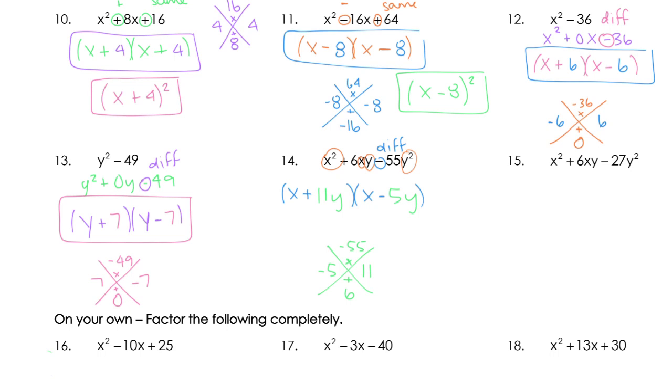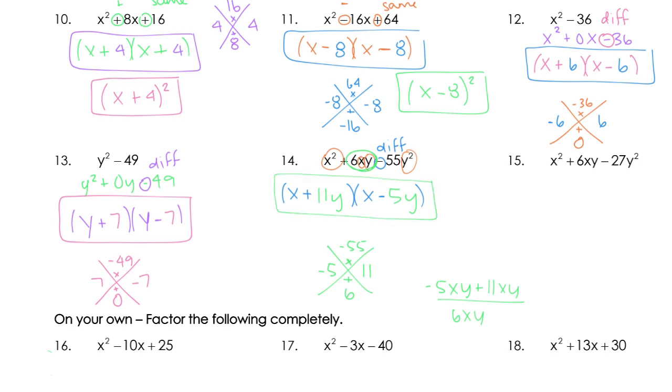Now, on the other side of that, we have this term right here, the 6xy. If you multiplied x by negative 5y, you'd get negative, just write it over here, negative 5xy. And then if you multiplied 11y by x, you would get plus 11xy. And if you combine those together, you would get 6xy, just like you do in the original problem. So all we have to do differently on 14 is add that y to the last term in each binomial. That ends up being your final answer.